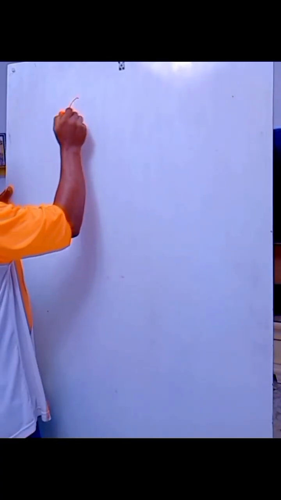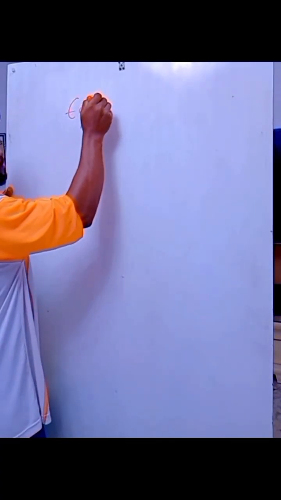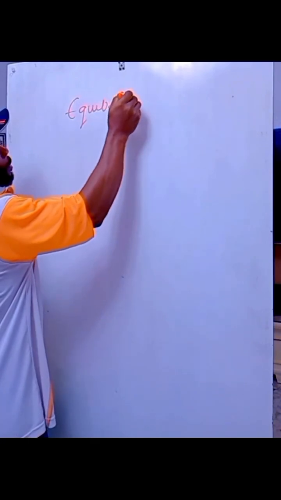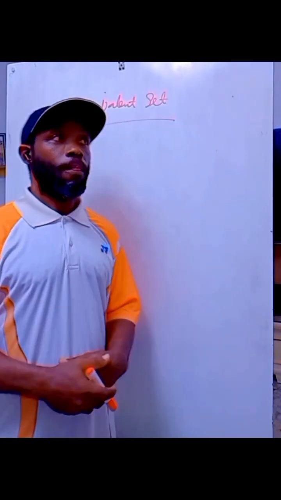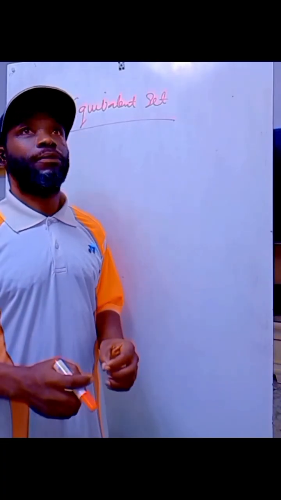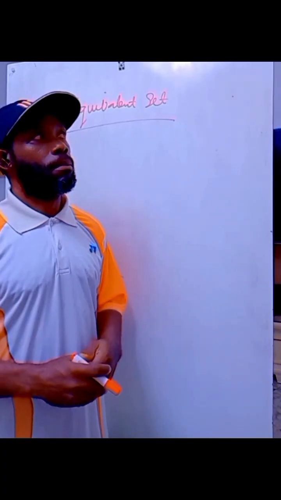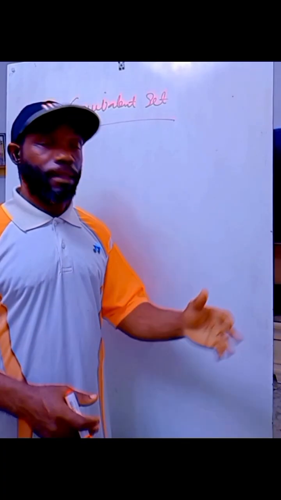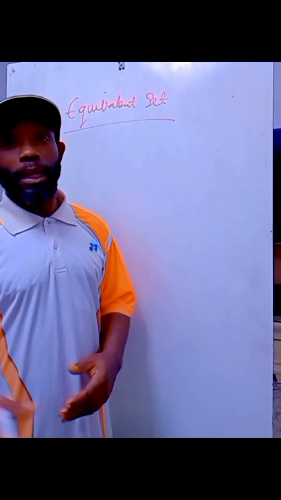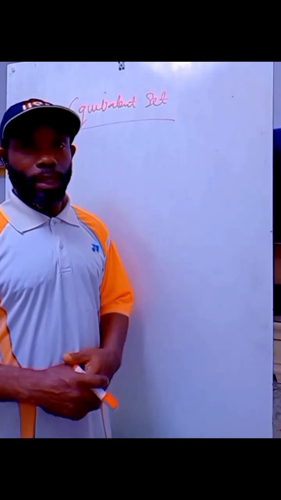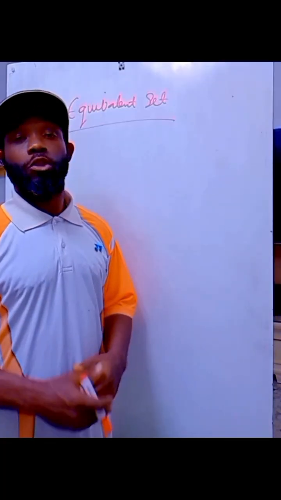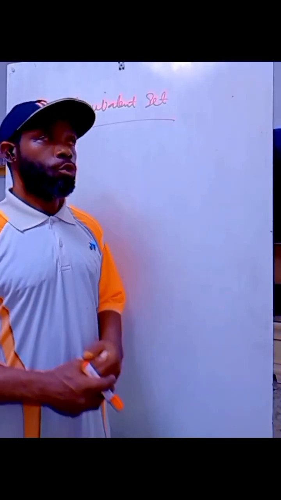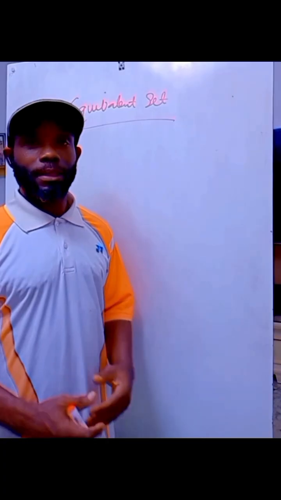Equivalent set. Two sets are said to be equivalent if they have the same number of elements. In other words, if the length of set A and the length of set B are equal, the two sets are equivalent. If the number of elements in set A is equal to the number of elements in set B, the two sets are said to be equivalent sets.